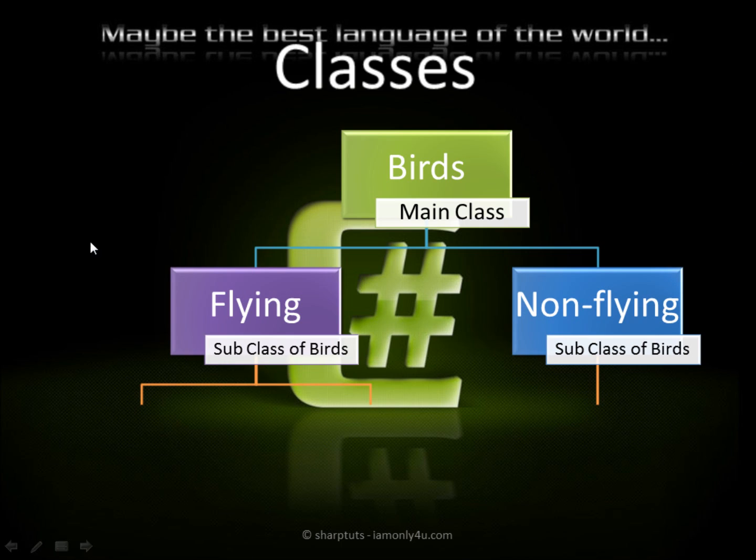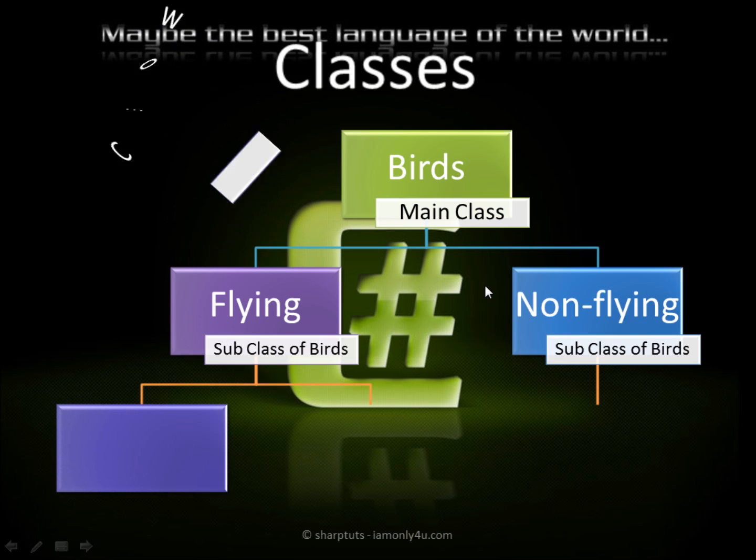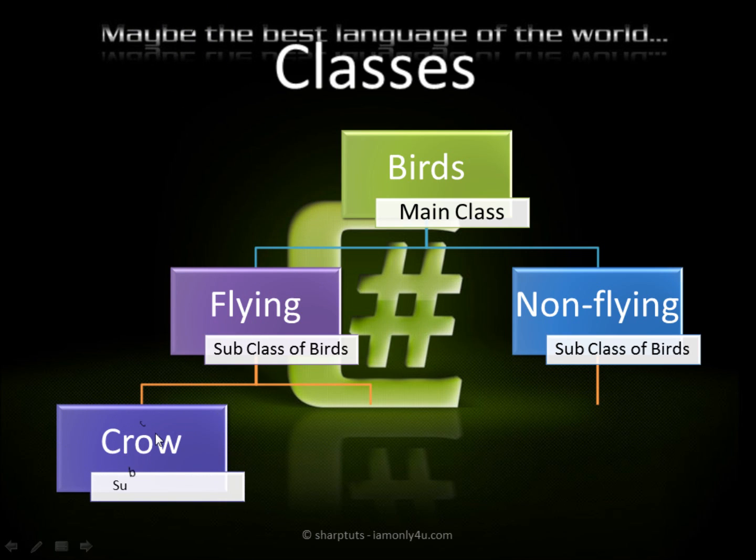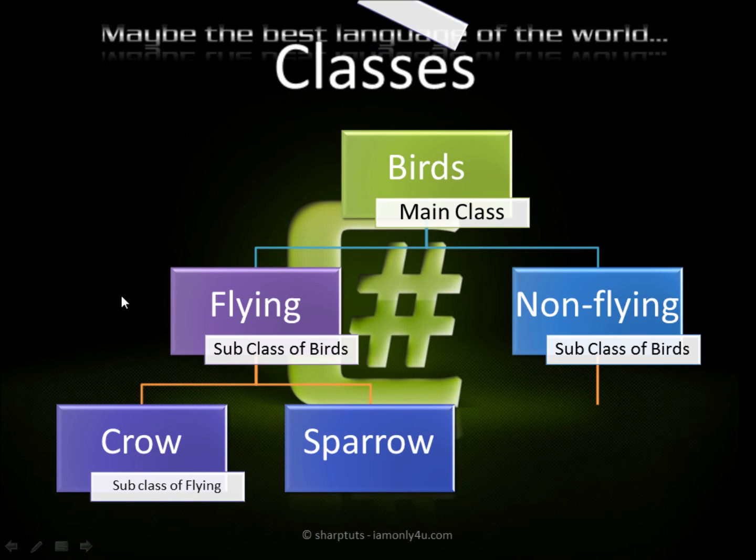Obviously birds can fly and some cannot fly. So among the flying birds I have crows, and that's a subclass of flying. And flying has sparrow also. Sparrow has wings, it can fly, and crow has wings, it can also fly. And non-flying is hen.